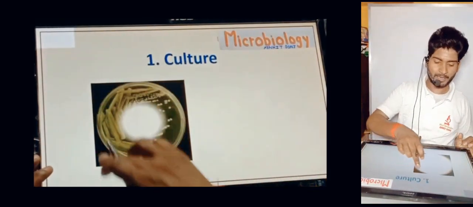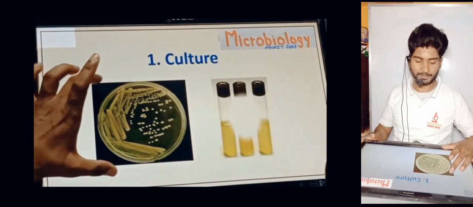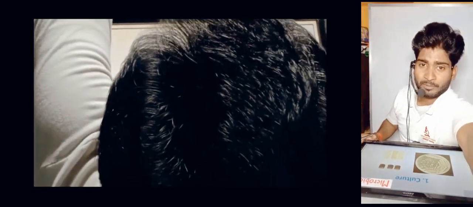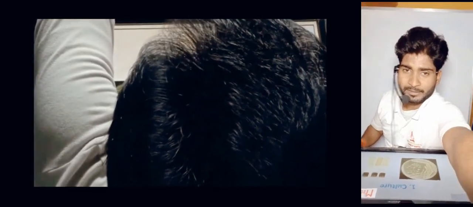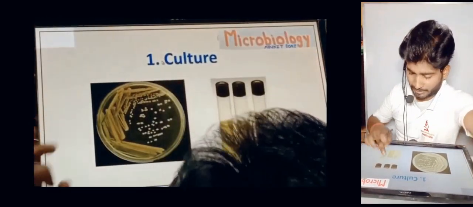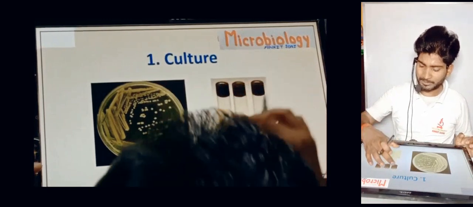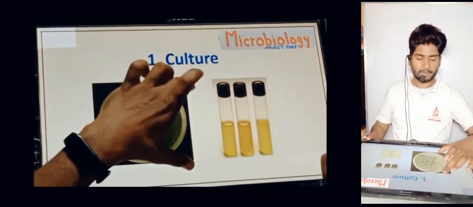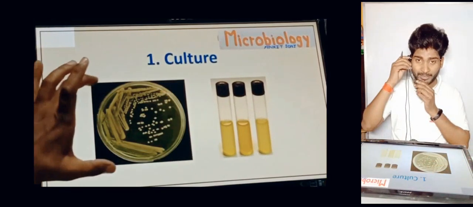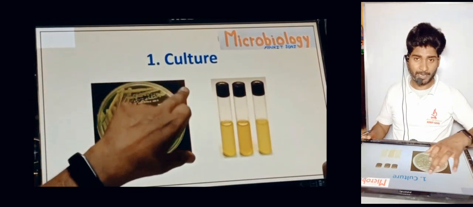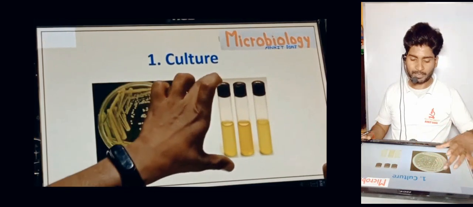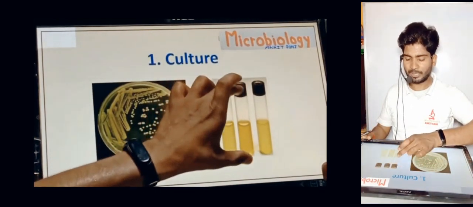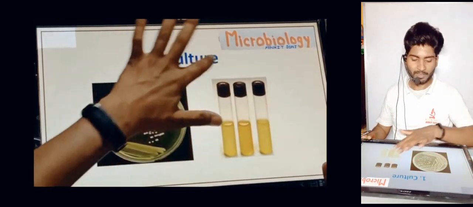As you can see here on the slide, I have included two pictures. In the first picture you can see the growth of microorganisms in the form of microbial colonies, and in the second picture you can see the growth of microorganisms in terms of turbidity in test tubes. The growth of microorganisms, whether it is on any kind of solid medium, solid base, solid support, or in a liquid medium as shown in the test tubes, is called culture.